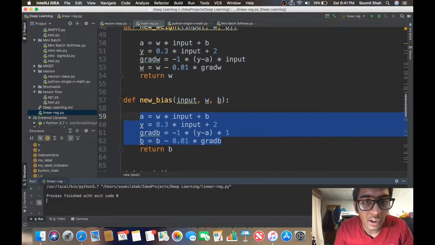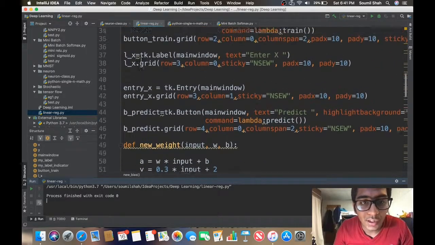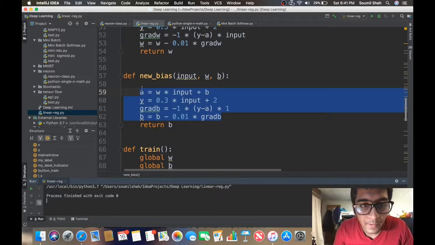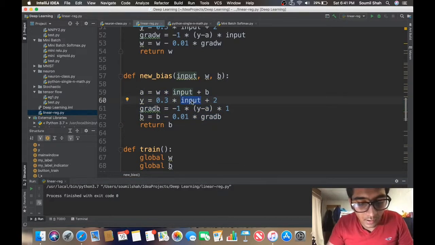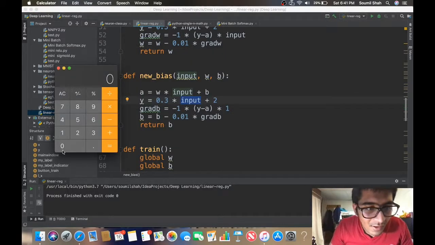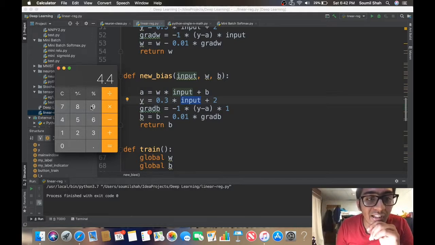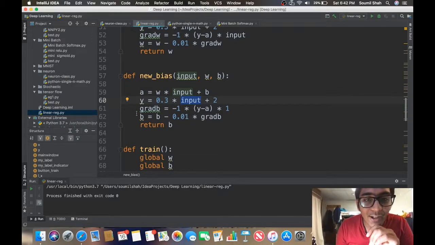I'm not teaching you coding right now. We will learn to code this. So where is my equation? If I say 0.3x into 8, that is, 0.3 into 8 is 2.4, plus 2 is 4.4, and my neural network predicted 4.399. So that's right. That's what a simple example of a neural network is.